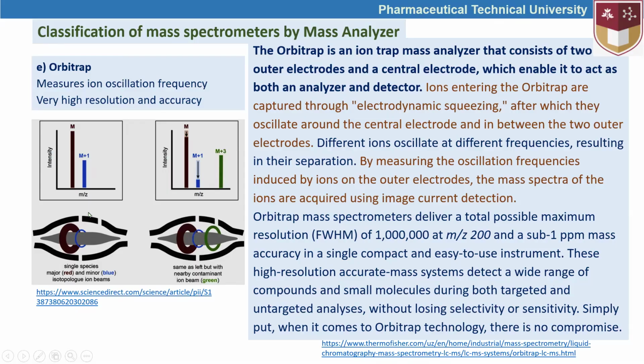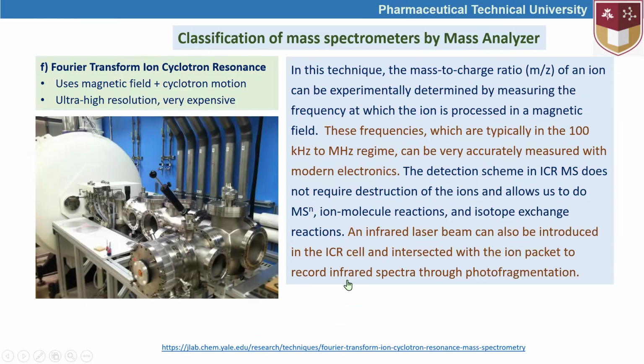Let's say by the accuracy, Orbitrap is highly accurate and provides high resolution, and it can be used for high molecular compounds and for lower molecular compounds, both for targeted and untargeted cases. Without losing the selectivity and sensitivity, it can be effectively used. Simply put, when it comes to Orbitrap technology, there is no compromise. Highly accurate and can be used for a wide mass range.